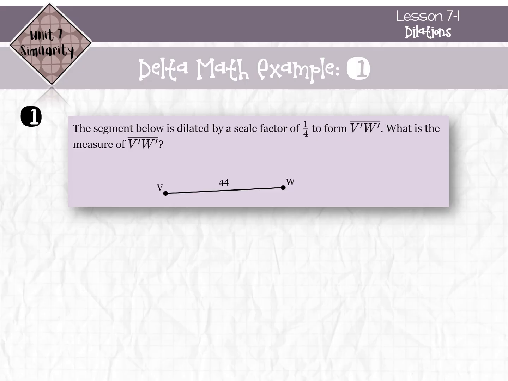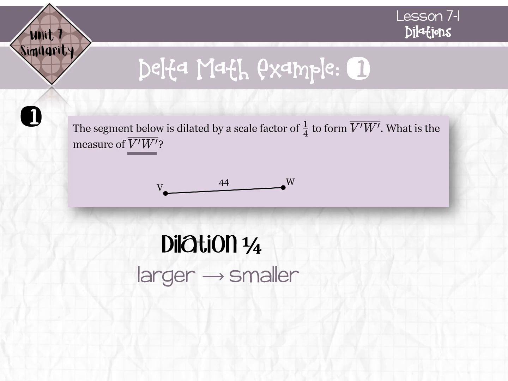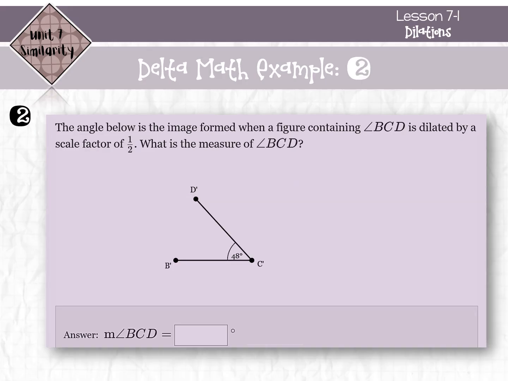V prime W prime. Its scale factor of 1/4, so it's going to be a reduction. The dilation is 1/4, so we're going from larger original to smaller, so the new length is going to be 1/4 of the 44, which is 11. So V prime W prime equals 11. Now, when you're talking about a segment length, of course, you don't have the bar above it. So there you have it.